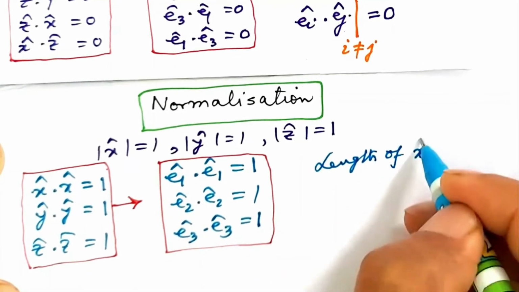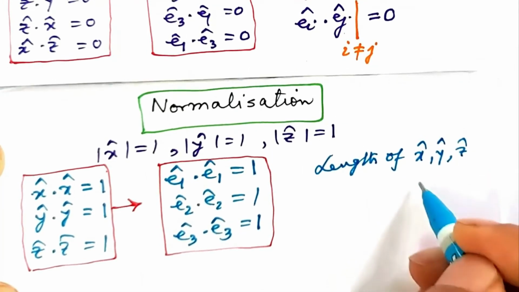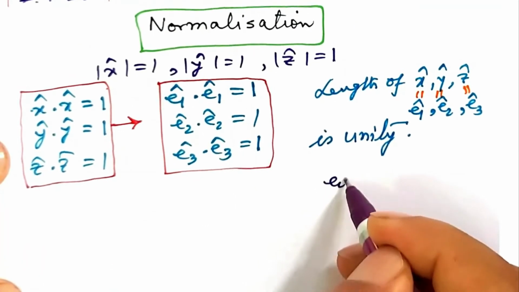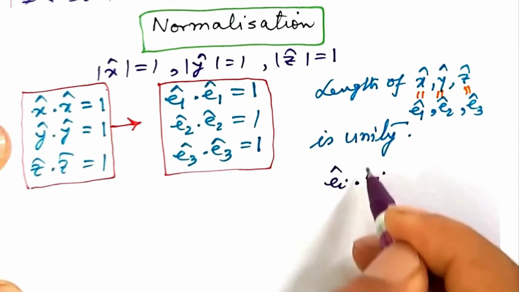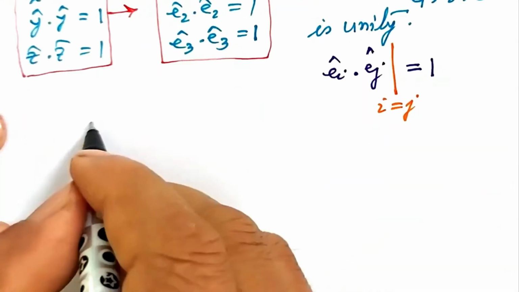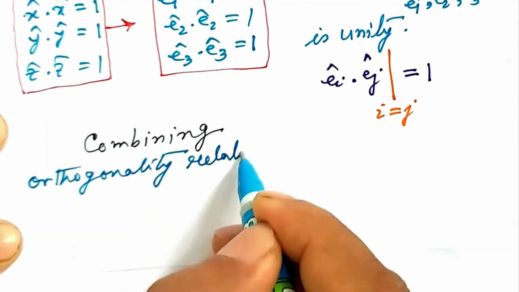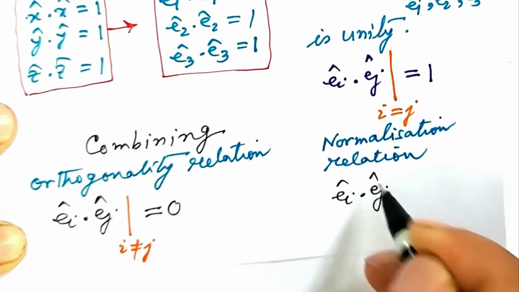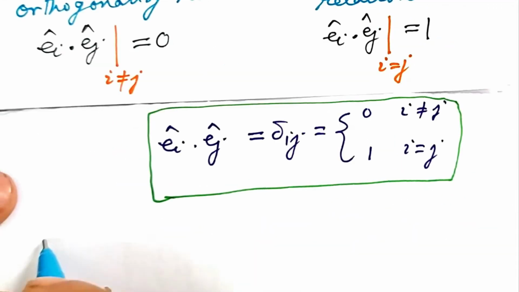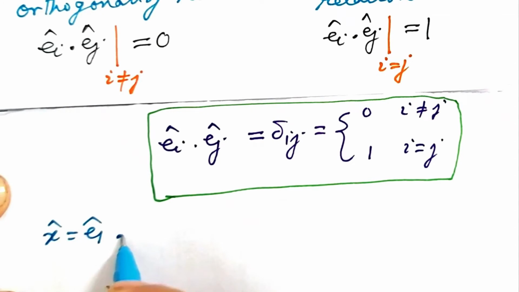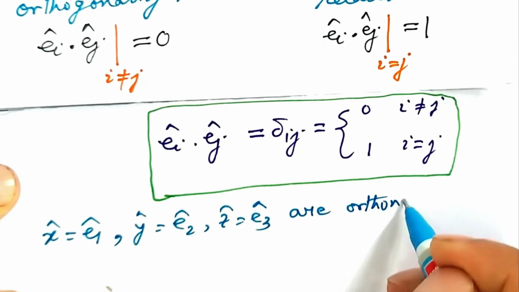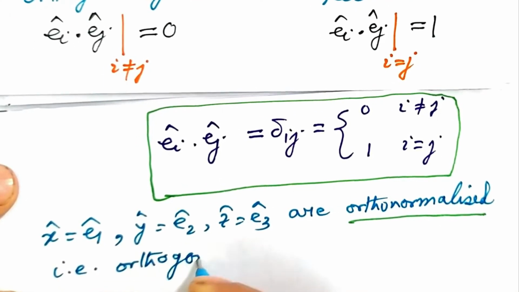So the length of x cap or e1 cap, y cap or e2 cap, and z cap or e3 cap is unity. We can write these relations as ei cap dot ej cap for i equal to j to be 1. Combining the orthogonality relation and normalization relation, we can write ei cap dot ej cap equal to Kronecker delta ij. So x cap equal to e1 cap, y cap equal to e2 cap, and z cap equal to e3 cap are orthonormalized, that is orthogonal plus normalized.